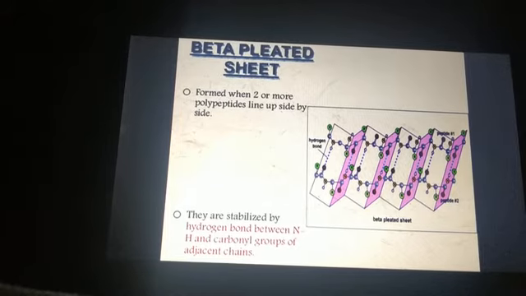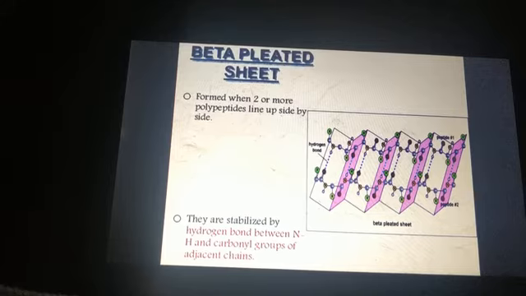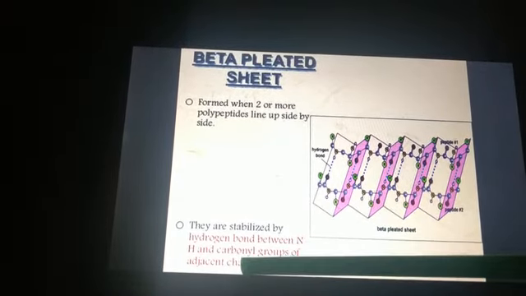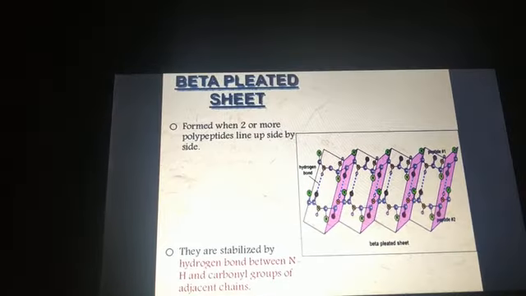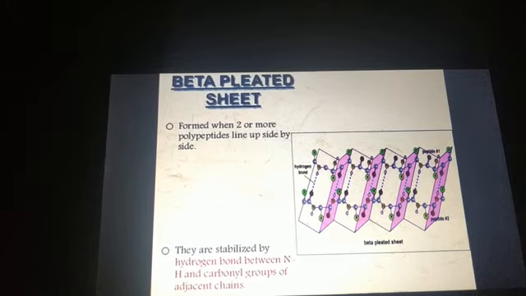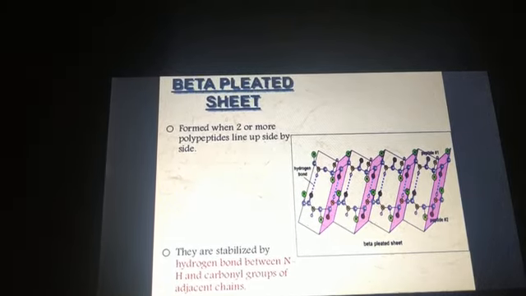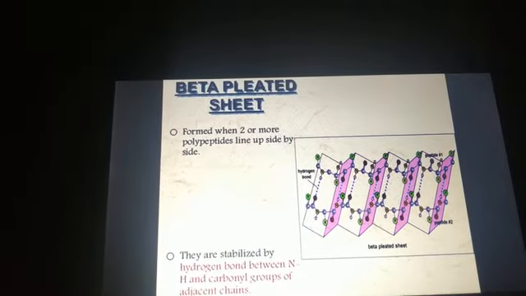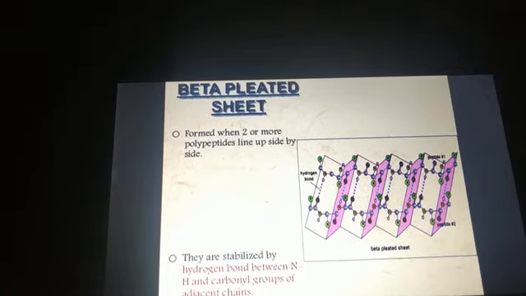They are also stabilized by a hydrogen bond between nitrogen and hydrogen, between the NH group and the carbonyl group of the adjacent chain. And this hydrogen bond is formed between two different polypeptides or the same polypeptide. So these are the two different types or configurations of secondary structure of protein, that is, alpha helix and the beta pleated sheet.